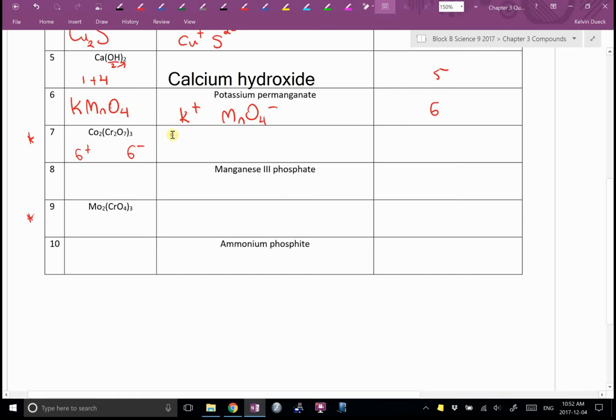So it's going to be cobalt 3. What the heck is Cr2O7? It's dichromate. 1 mark for the cobalt 3. If you missed the 3, sorry, you don't get that mark. 1 mark for the dichromate.